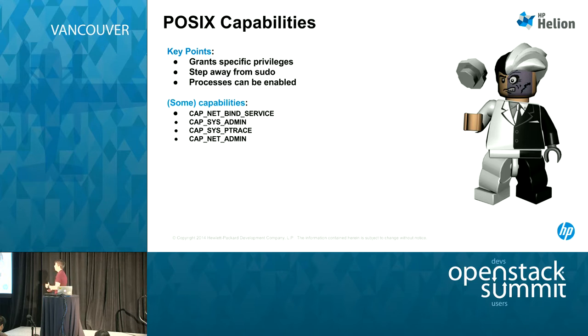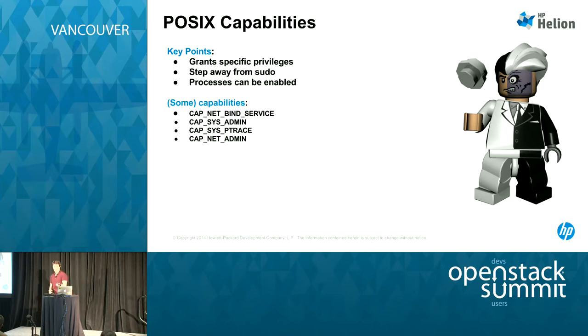A trivial example is if you were to use some basic service, a web server, let's say. The number of times we've seen something like Apache being run as root is fairly terrifying. And yes, I know there are drop privilege mechanisms, but go back a few years and they weren't there. POSIX capabilities allow you to say, this process can bind to a privileged port, but it can't do anything else as a privileged user.